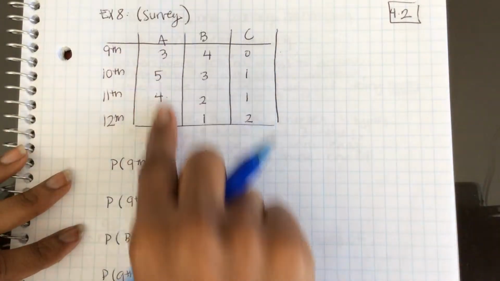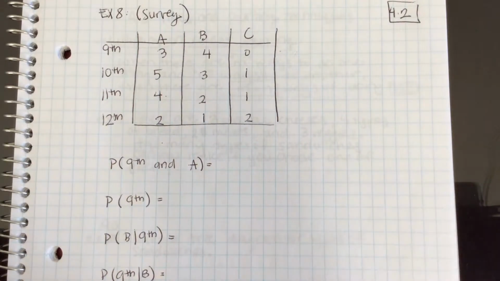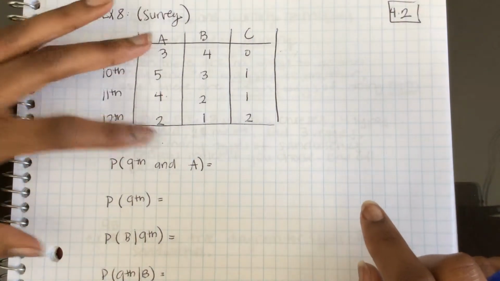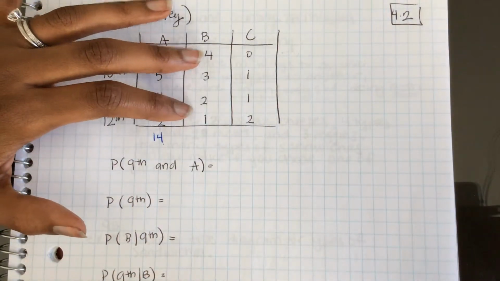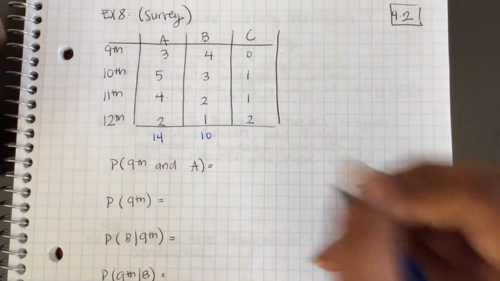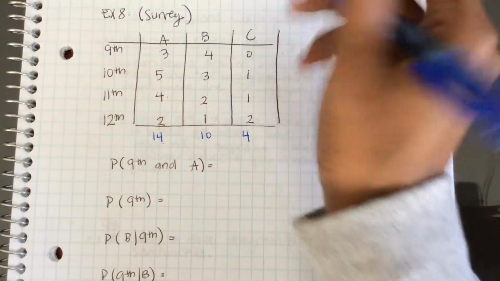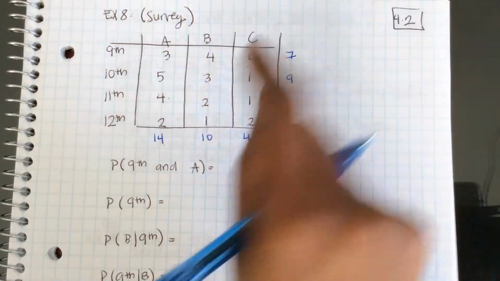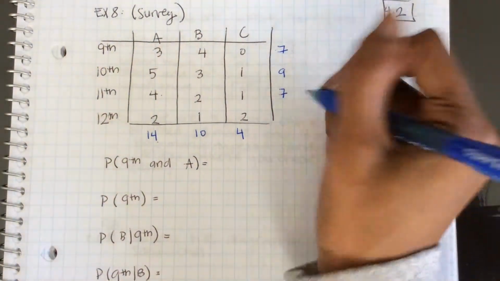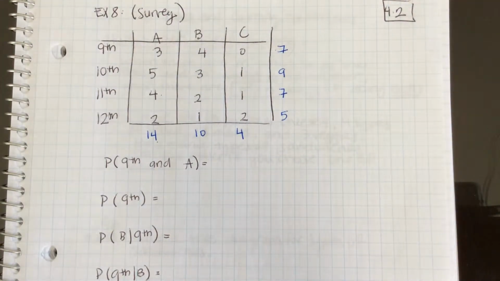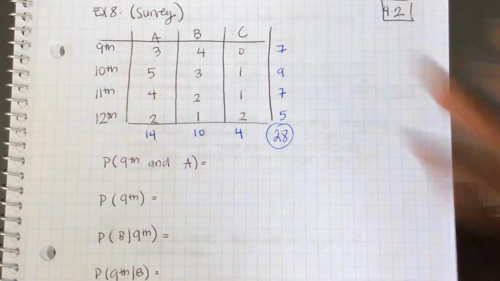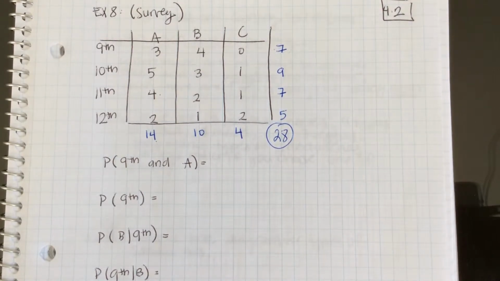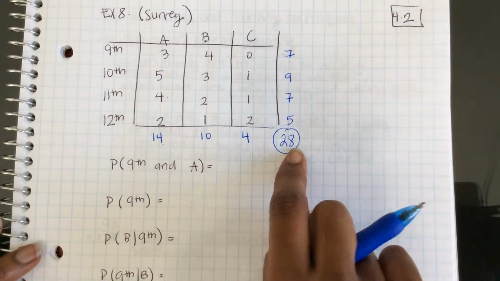So the first thing I want to do is just total each column and each row, so I can quickly see how many of each we have. So there's 5, 10, 14 A's. There's 6, 10 B's. And there are 4 C's. And then there are 7 ninth graders, 9 10th graders, 7 11th graders, and 5 12th graders. The reason I summed that up is because it helps me do the probabilities quicker. Hopefully these sum up to the same number, 28 total. 7 plus 9 plus 7 plus 5 is 28. So this sum and this sum are both my total sample space of 28 students.